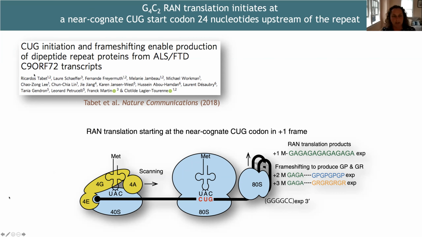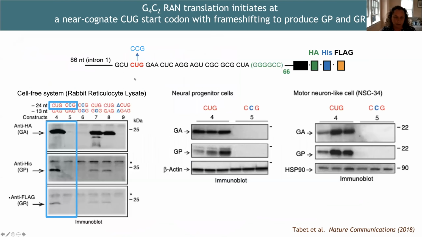In particular, Ricardo Tabets in my group, in collaboration with Frank Martin at the University of Strasbourg in France, have recently shown that the C9orf72 repeat is actually preceded by a CUG codon that can be used as a translation initiation start site. So the ribosome uses that to translate the poly-GA, which is in the same frame. But interestingly, we realized that it was also necessary for the translation of the two other frames, GP and GR.